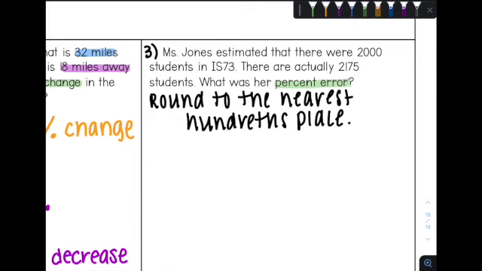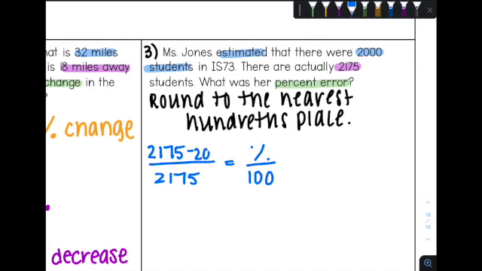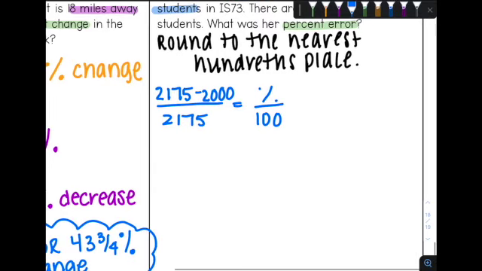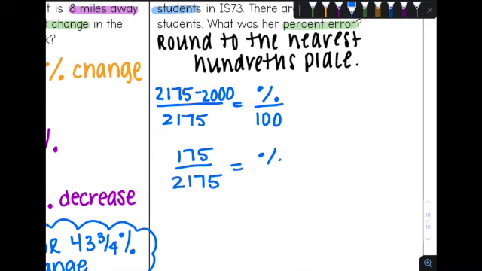Okay, so we are told in this problem that the estimate was 2,000 students, but there's an actual amount of students of 2,175. So that is what we're going to be comparing it to. So that is our actual amount, 2175. Set up our proportion. We have 2175 minus our 2,000 students, the difference. I know it's going to be 175 difference in comparison to the actual, 2175. I'm setting up my proportion.